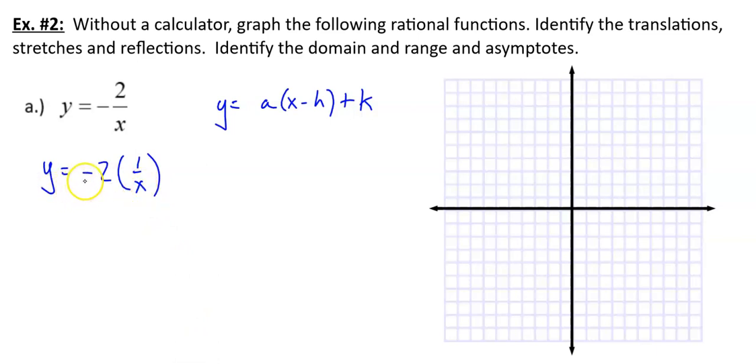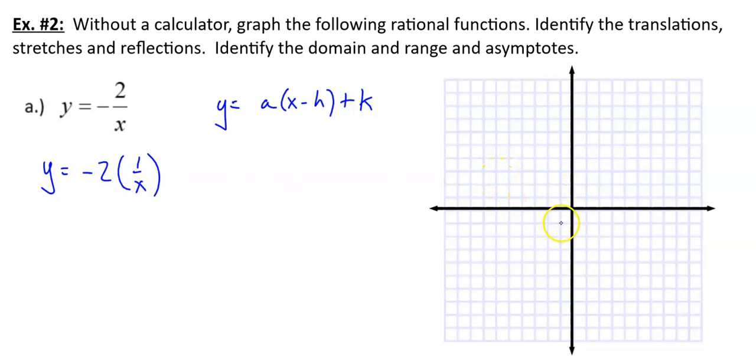So the -2 is my a value. Inside the function, there is no h, so there's going to be no horizontal movement of the graph. And on this side, we are not adding or subtracting, so there's no vertical movement. This minus in front, since this is a -2, we are going to reflect over the x-axis. So instead of being this kind of graph, it's going to be this graph. And a is 2, which means we're going to have a vertical stretch of 2.